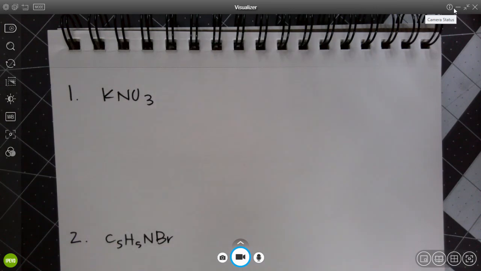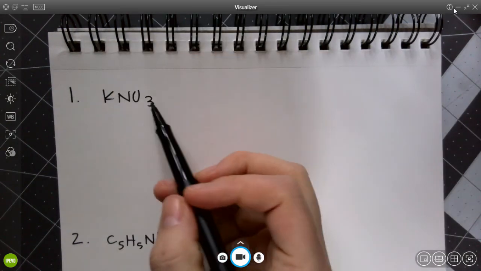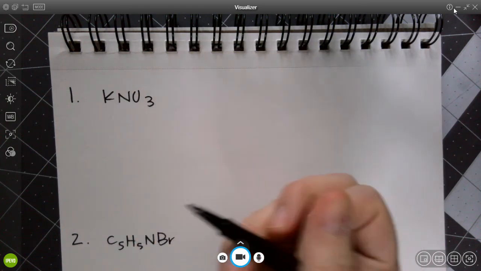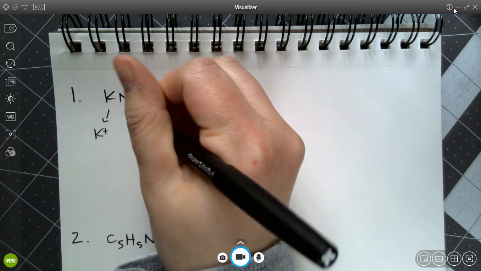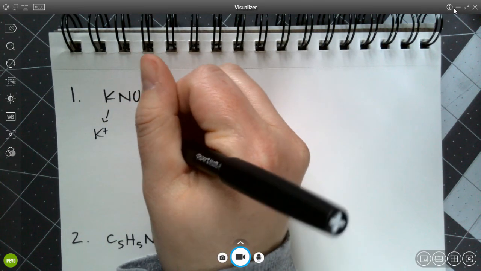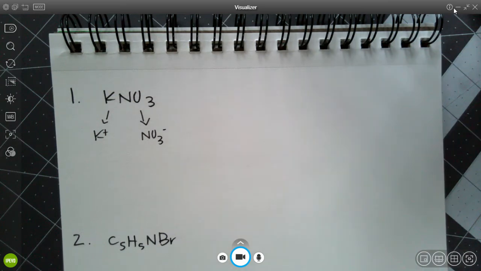Alrighty, if we look at KNO3 here, what I like to do is break these substances into their specific ions. So when I look at this, I think of K+, and the other ion, NO3-. And then I think about what they could have come from, either a strong acid or a strong base, or even a weak acid or a weak base.